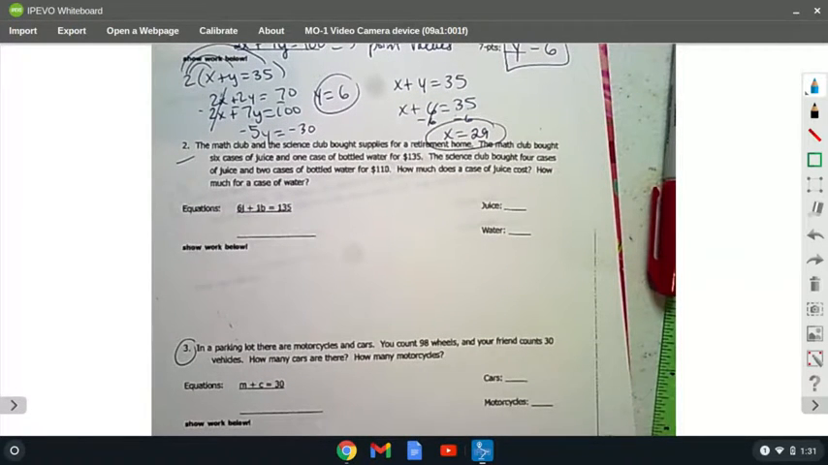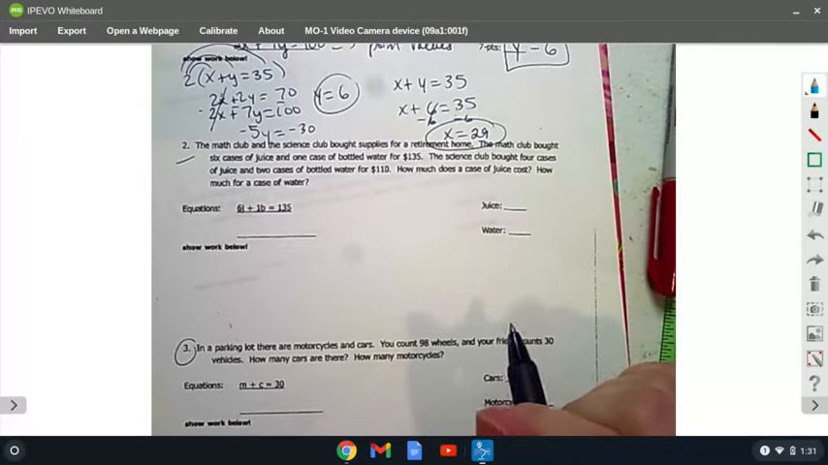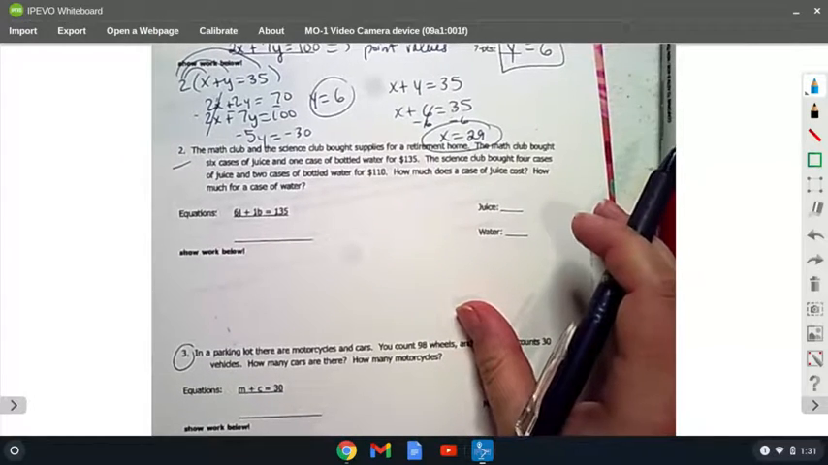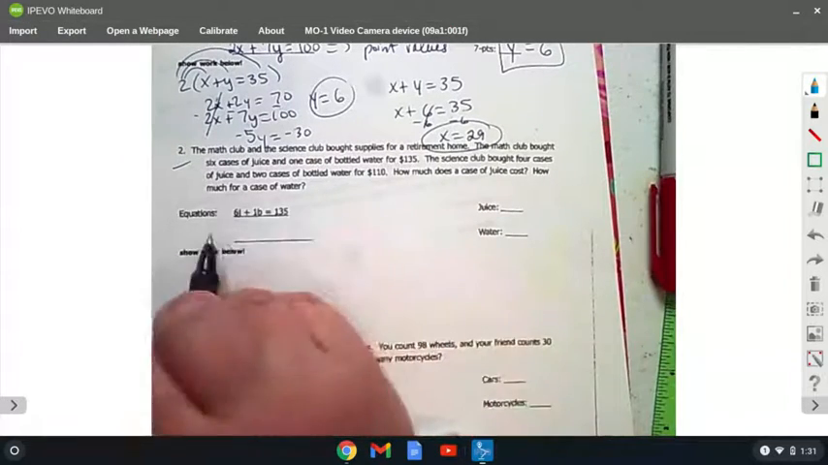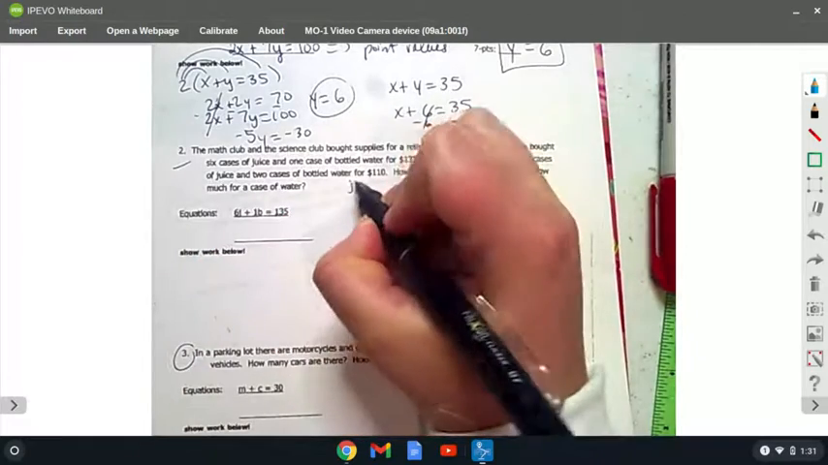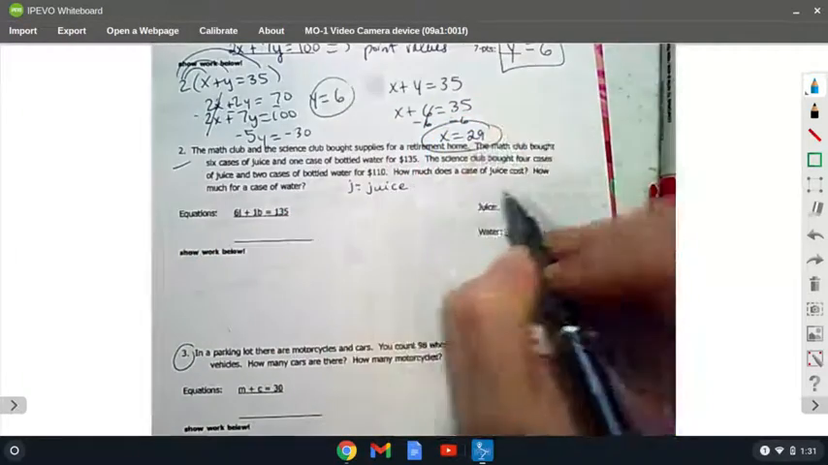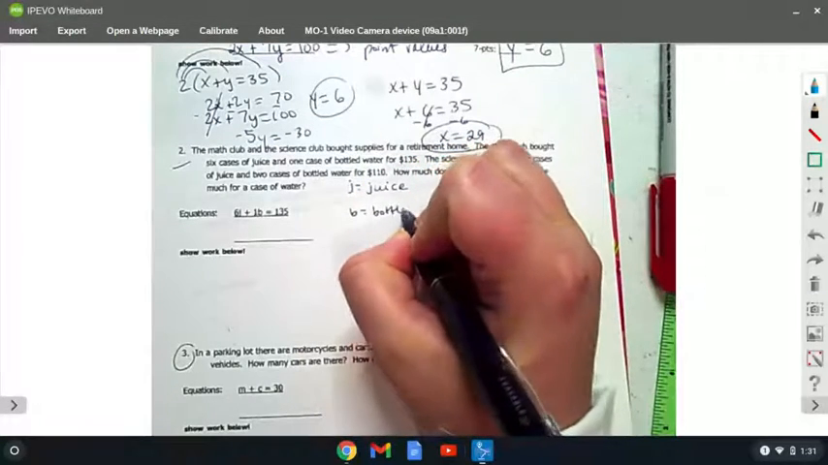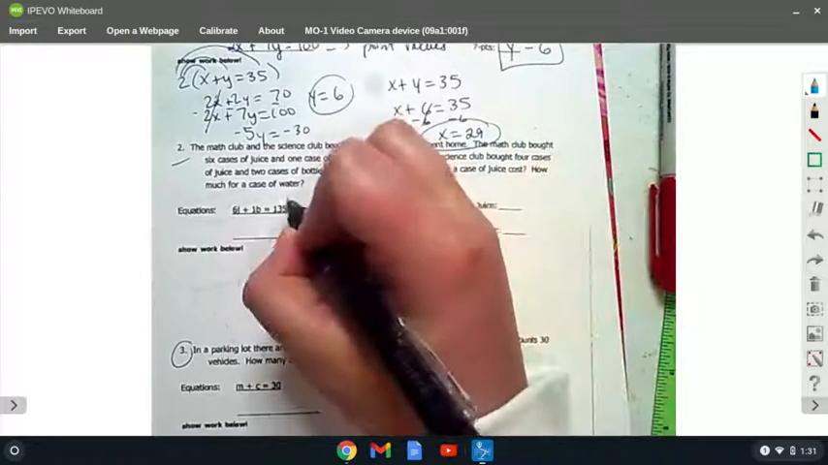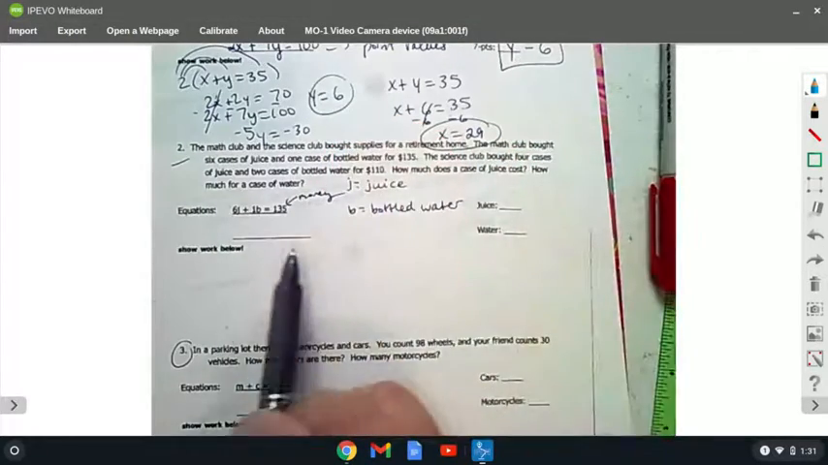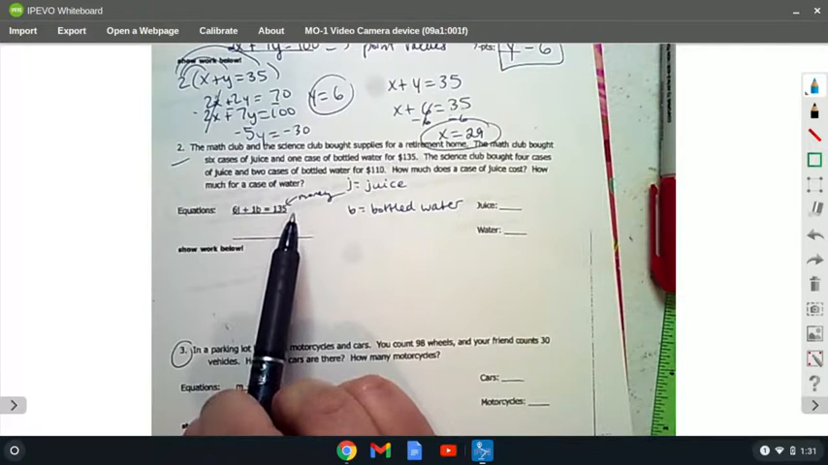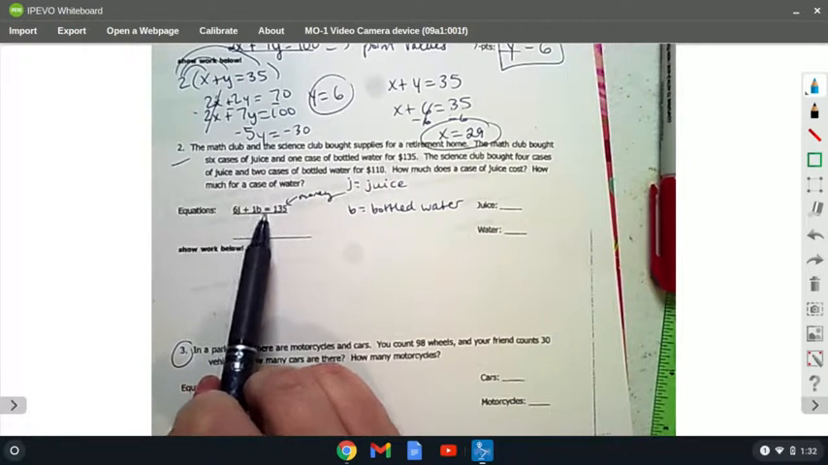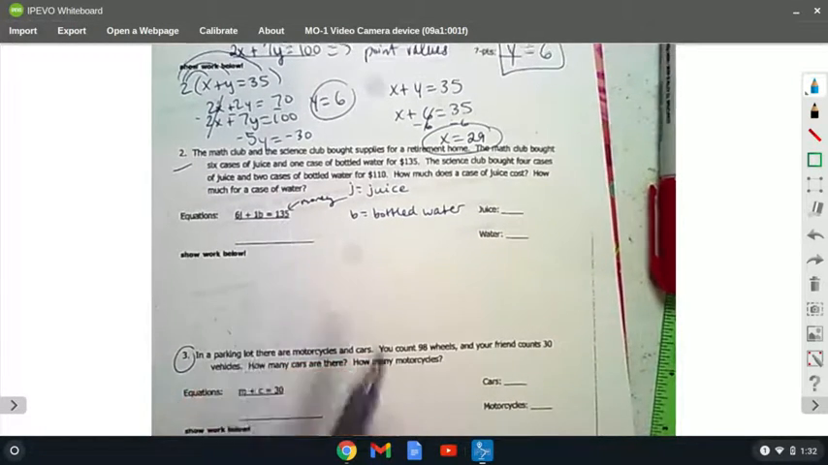The math club and science club bought supplies for a retirement home. The math club bought 6 cases of juice and 1 case of bottled water for $135. So you can see here they put 6J. So I'm assuming J is going to be juice. And B is bottled water. So the first equation they gave you is about money. Okay, they bought 6 juices plus 1 bottle of water equaled $135.